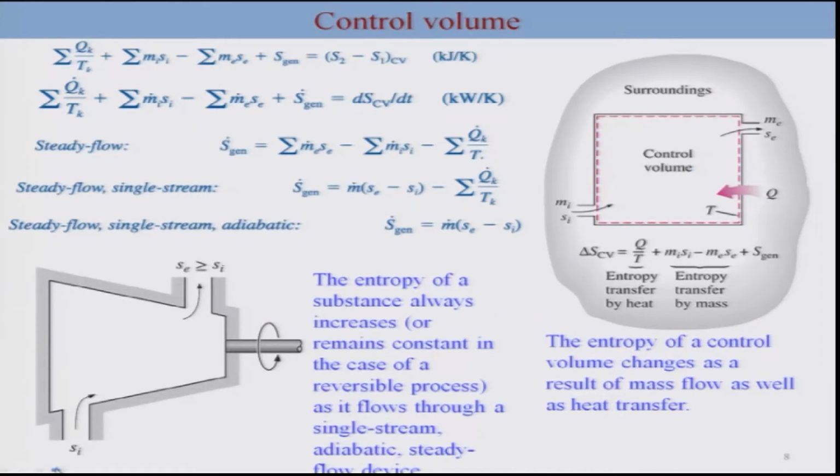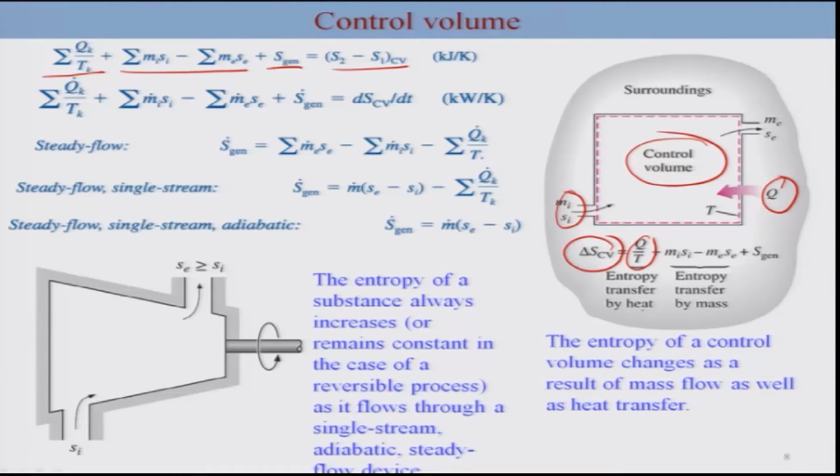So you can plug this information in to obtain the S generation of the system plus surrounding. Now for the case of control volume, you also have to consider the entropy transfer due to the heat, as well as the entropy transfer due to the mass. So you have to include the mass contribution in addition to the heat contribution. Thus you can write this expression for the control volume, the change in the entropy of the control volume, as due to the heat interaction and due to the mass interaction, that means your inlet minus outlet, plus the generation.